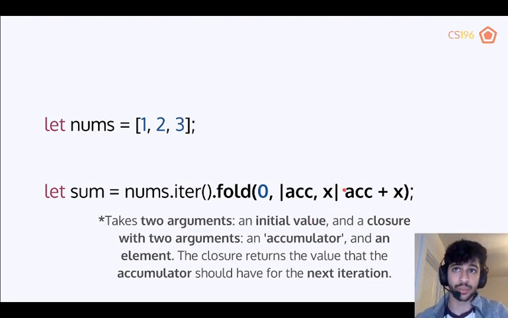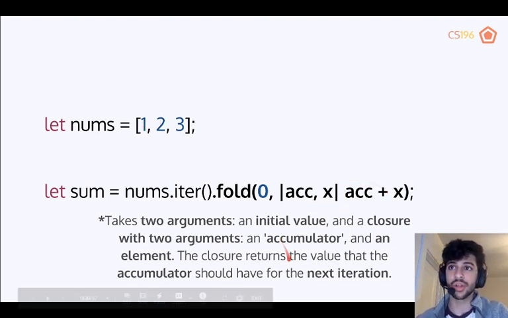So for each element, x, we will take a look at the accumulated sum and add that to our current value. So let's look at this example here. We initialize accumulator to 0 because we set that value here, and x will be, in this case, 1. So we start off, we say 1 plus 0 is equal to 1.